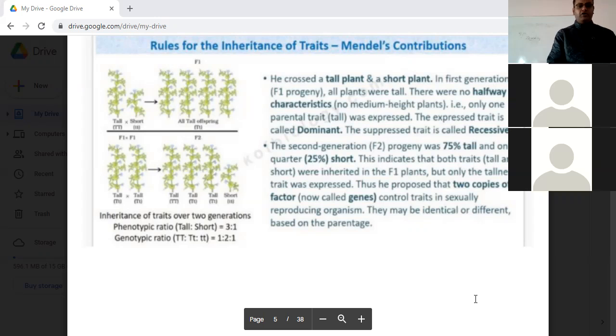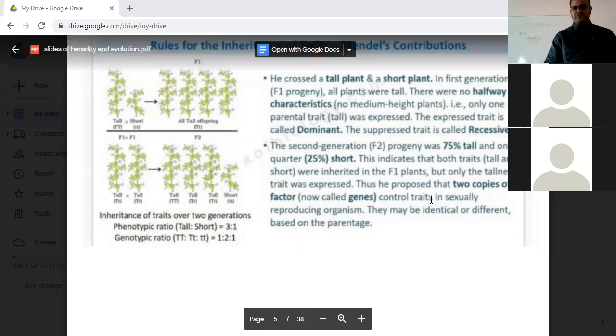And when we are selfing or doing the self-pollination of the F1 progeny, then out of the 4 progeny we are getting in the F2 generation, 3 are tall phenotypically, 1 is dwarf phenotypically, and genotypically 1 is pure tall, 2 are hybrid tall, and 1 is pure dwarf. And after doing the cross, Mendel formulated the law of segregation. Okay, Anjali, can you state the law of segregation?